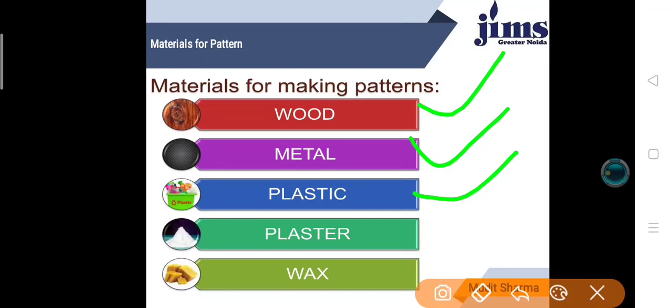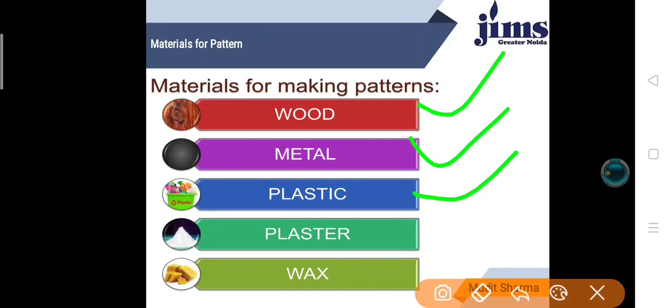It is easily affected when it comes in contact with moisture. Its shape changes with change in moisture content. If we are using a metal pattern, then what difficulty do we face? It cannot be repaired very easily. A ferrous pattern may get rusted, rusting of iron occurs, and it is heavier than the wooden pattern.